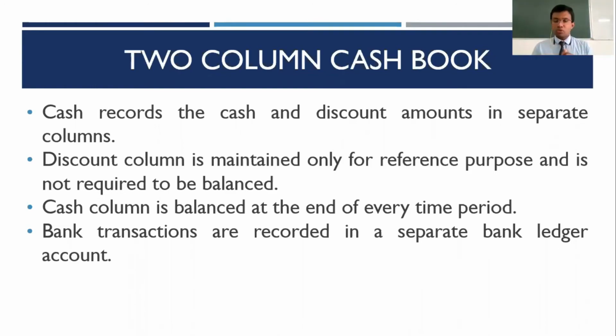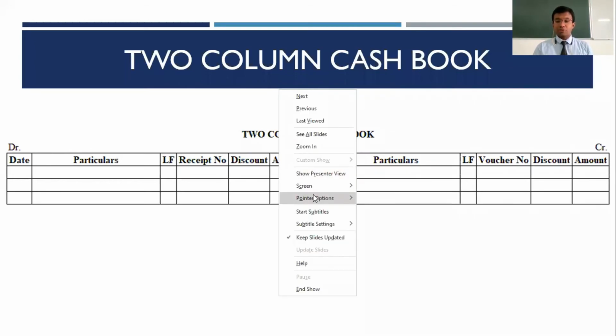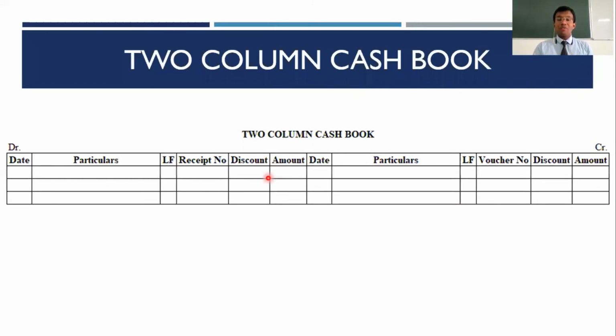Once we pick up those transactions, you will understand better how to pass those entries. Now let's discuss the format of the two-column cash book. The format is very similar to that of a single column cash book or simple cash book. What makes a difference is that you have one additional column, called the discount column, in which you record all the discount-related transactions.